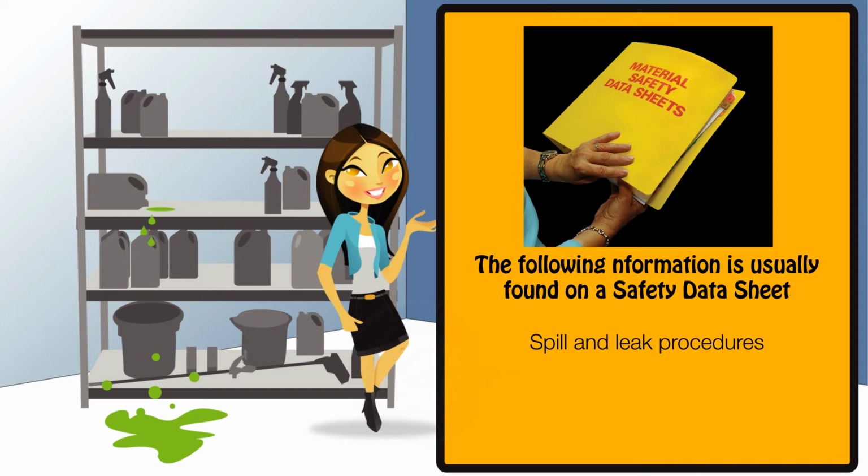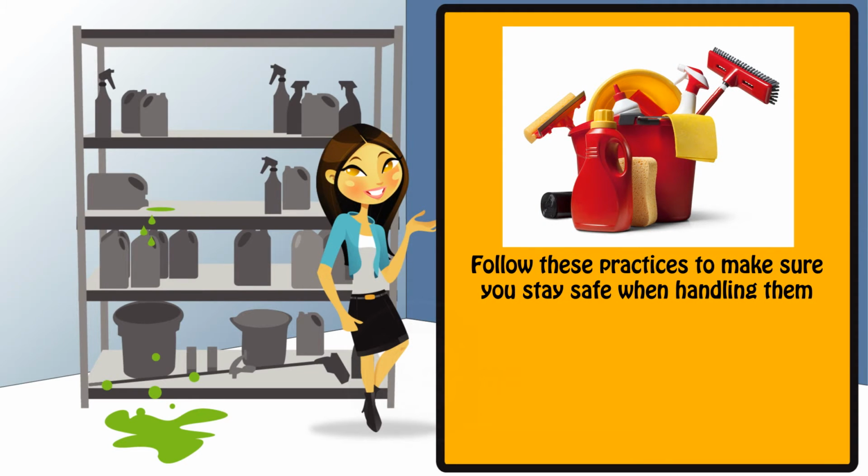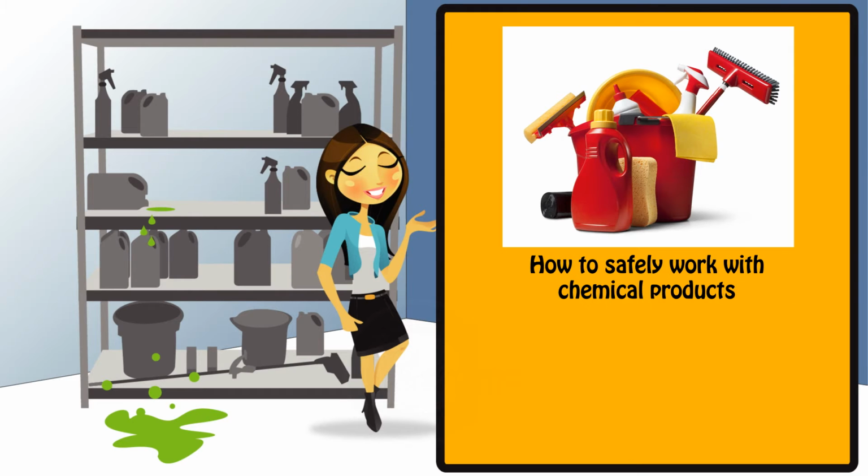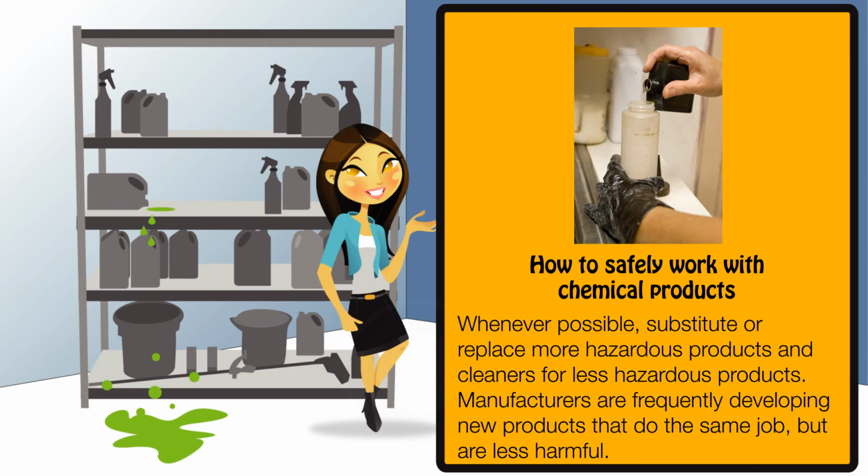There are correct and incorrect ways to handle hazardous chemicals. Follow these practices to make sure you stay safe when handling them. How to safely work with chemical products. Whenever possible, substitute or replace hazardous products and cleaners for less hazardous products. Manufacturers are frequently developing new products that do the same job but are less harmful.